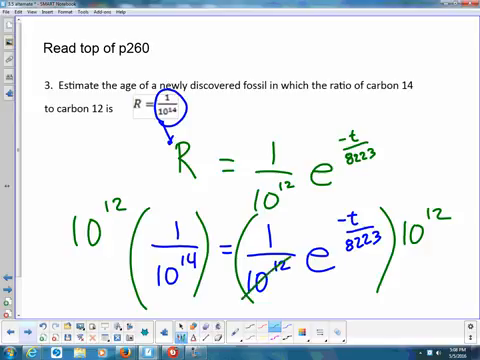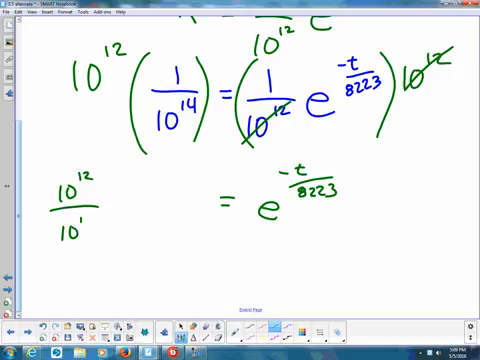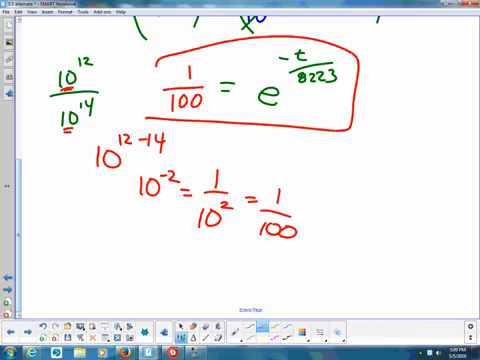Over here, this 10 to the 12th divides out with this 10 to the 12th. So on the right side of the equation, we're left with just e to the negative t over 8,223. And on this side, what is 10 to the 12th divided by 10 to the 14th? I'm dividing two things that have the same base, so I need to subtract the exponents. So I have 10 to the 12 minus 14, that's 10 to the negative second, which is the same thing as 1 over 10 to the positive second, which is 1 over 100. So I should have 1 over 100 equals e to the negative t over 8,223.